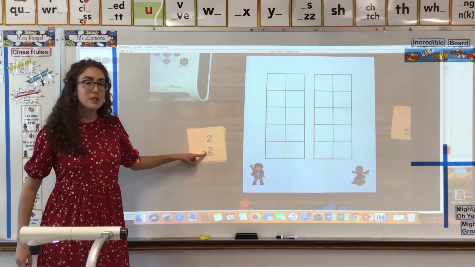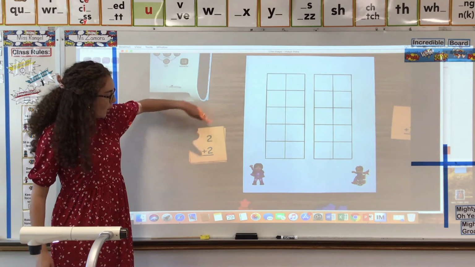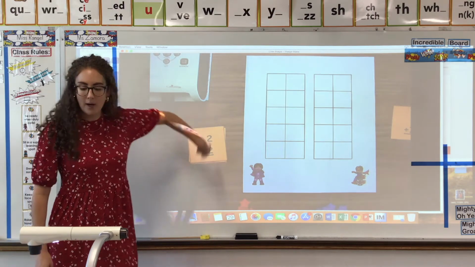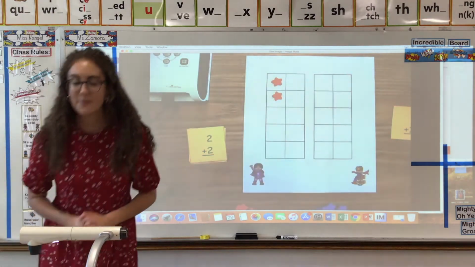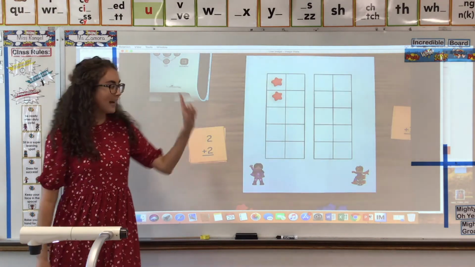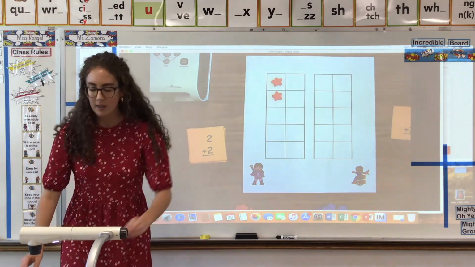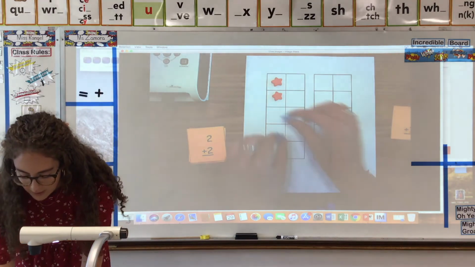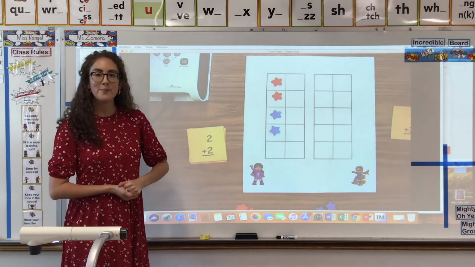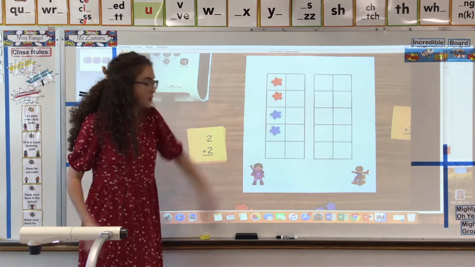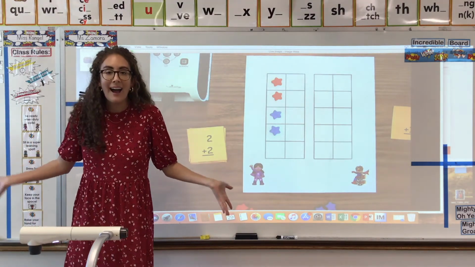Okay, what is the next fact we're going to solve? 2 plus 2. So Ken, we start with 2 on our board. Can you start with 2 of the same color? Okay, now let's add 2 more, but 2 more of a different color. So we're adding the exact same. What do you see? 2 plus 2 equals 4.